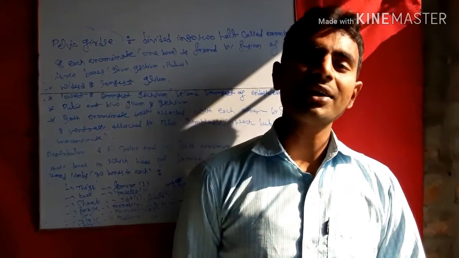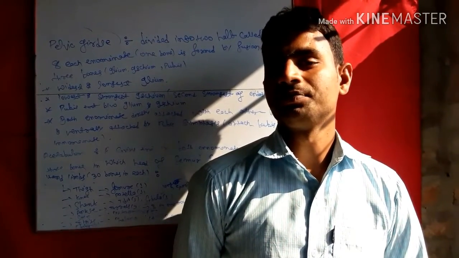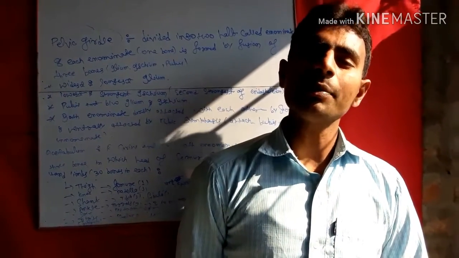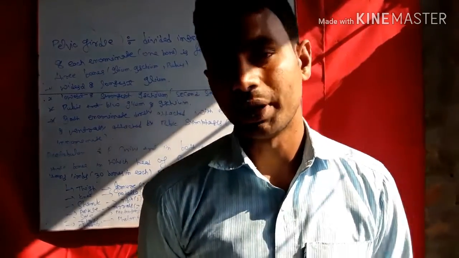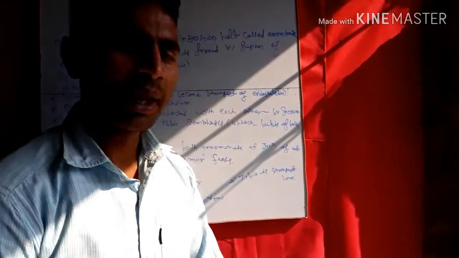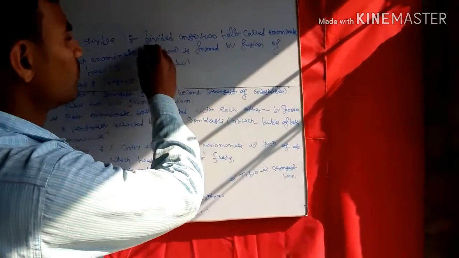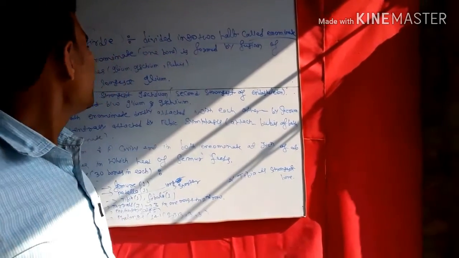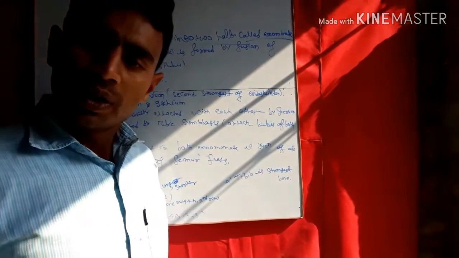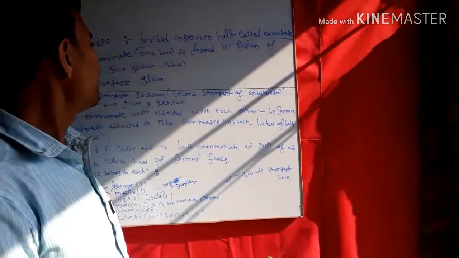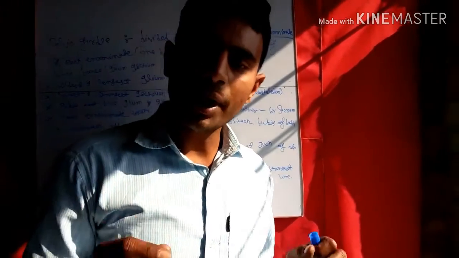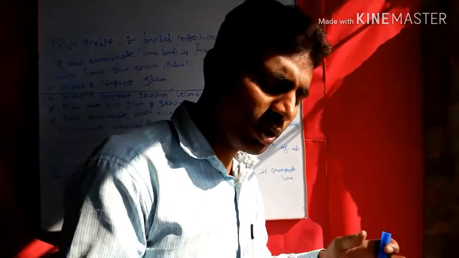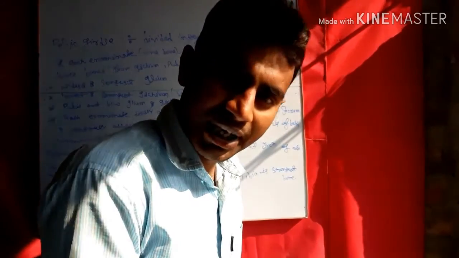The first topic is the pelvic girdle. The pelvic girdle is divided into two halves called innominate. Each half has one innominate, which means each innominate is one bone.